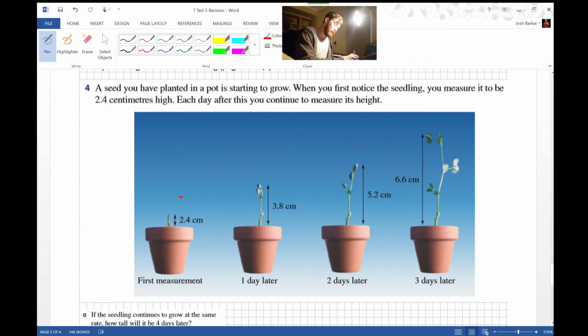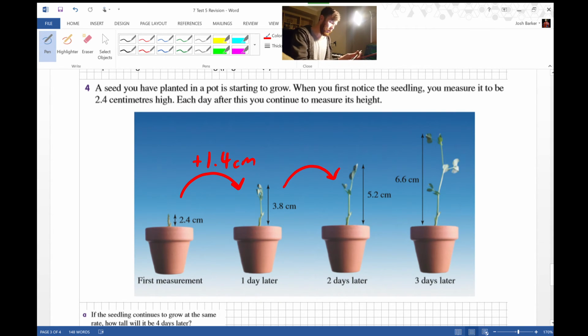Now, between the first measurement, and by the way, it looks like a plant has been put into a pot, and they've measured how much it grows from the very first measurement and then with every subsequent day after that. Now, to get from the first measurement to the second measurement, so from 2.4 to 3.8, we would need to add on 1.4 centimeters. Now, we don't know if that's the rule. We need to try it for the other ones.